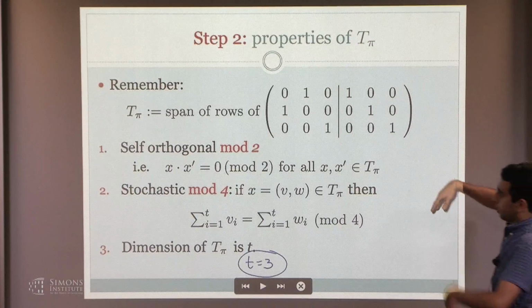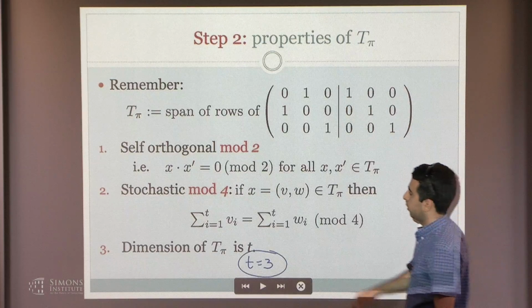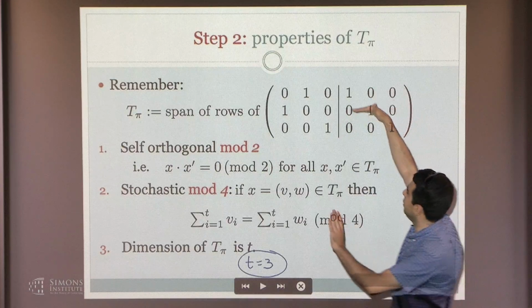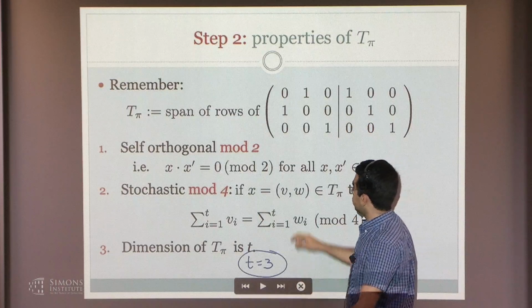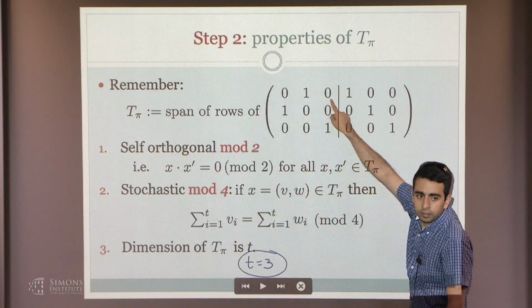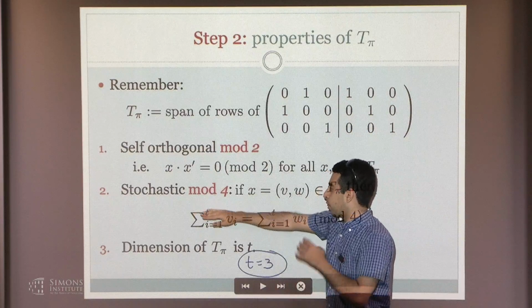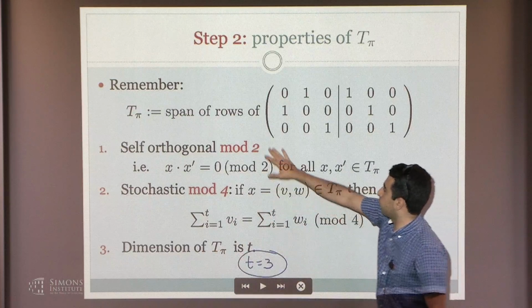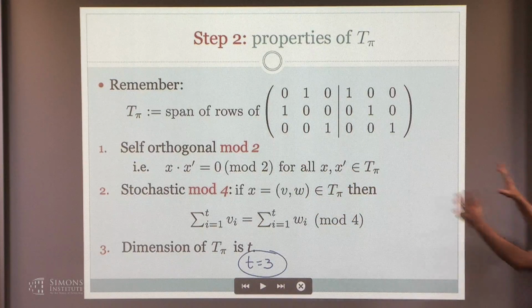So I look at, so still just permutations. What are the properties of this matrix? First of all, any two vectors are orthogonal mod 2. So x dot x prime is 0, they're self-orthogonal. Property 2 is the number of 1s in the first 3 is equal to the number of 1s in the second 3. There is stochastic. And I put a mod 4 condition, although it's correct for integers. And the last one is the dimension of this subspace is 3, which is equal to T. So these are just properties of this matrix.